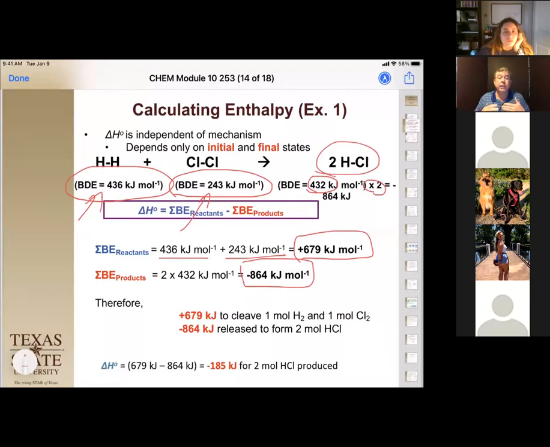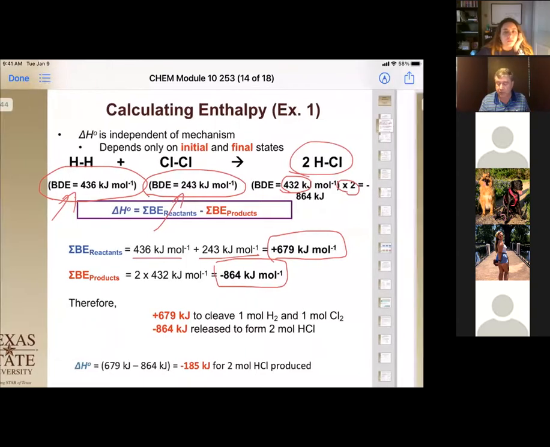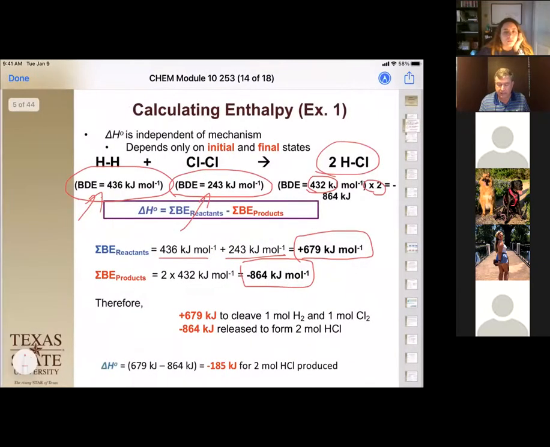Okay. So if we subtract the products from the reactants, we have a net enthalpy of negative 185 kilojoules per mole for every 2 moles produced, actually. A negative enthalpy is a release of energy. So it's releasing heat as it goes, and therefore the reaction is exothermic. And because the reaction is exothermic, it is spontaneous and will progress.